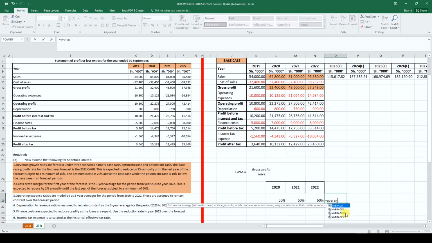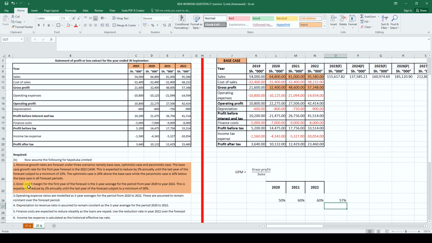You can see it's actually given to you right here, average. So you click that, average of what? Average of the gross profit margins over there. And we close the bracket like that, and we press enter. Gives us 57%. So let's try and see whether the statement has actually been solved.